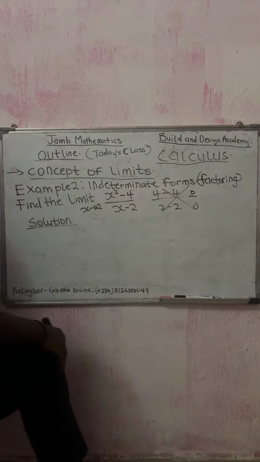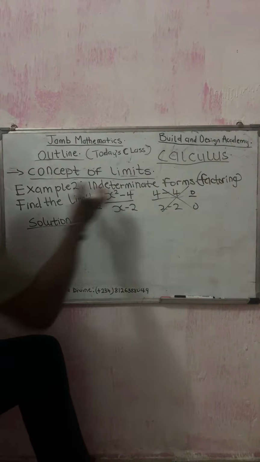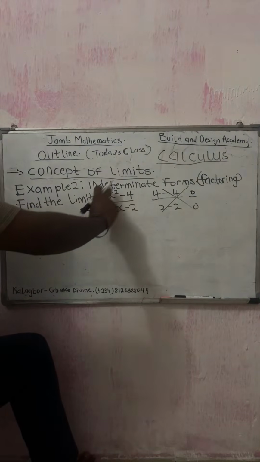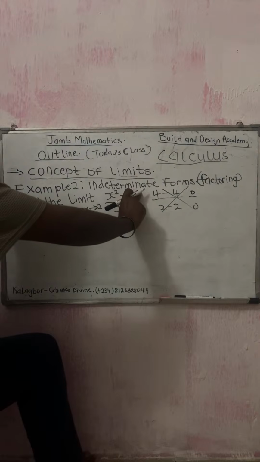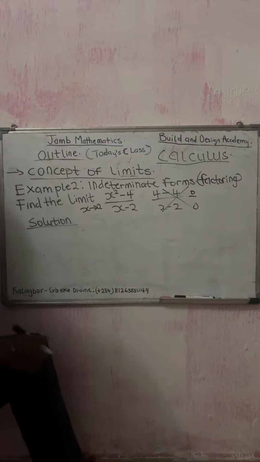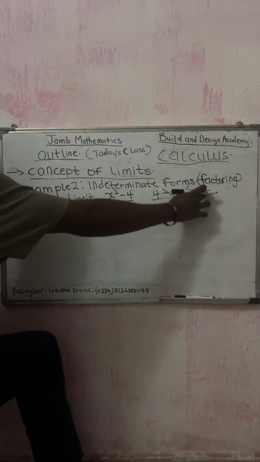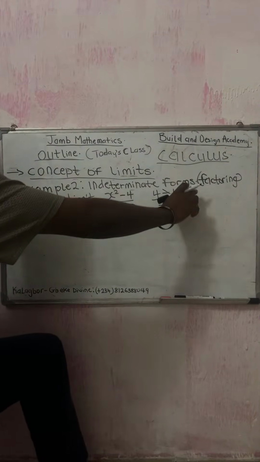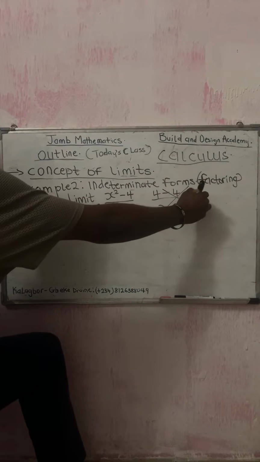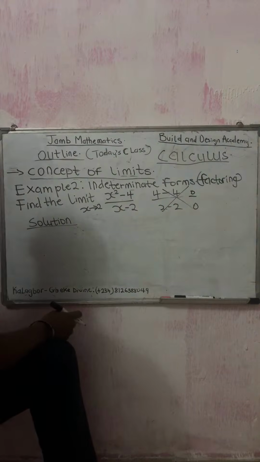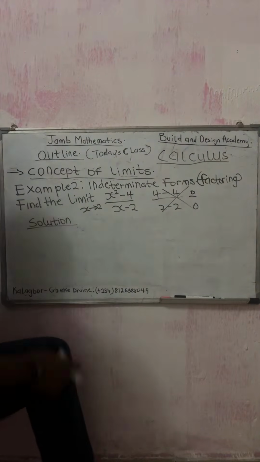So now, what do we do when we find out that if we input the value of x directly into the expression, we get 0 over 0? This is an indeterminate form. That's what they call it, indeterminate form. You cannot determine where the limit is approaching. So because of that, we use the factorizing method.